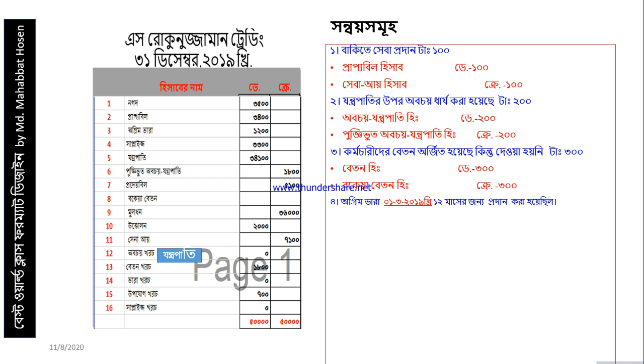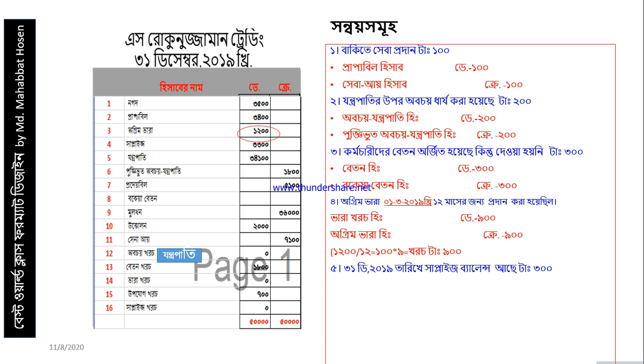Rent, advance rent paid on 31st March 2019 for 12 months. So what will be the entries at the end of 31st December 2019? Rent expenses debit and advance rent credit. And the last one, on 31st December 2019, supplies balance is 300. So for it, the calculation is 300 taka is an expense. So supplies expenses debit and supplies credit.